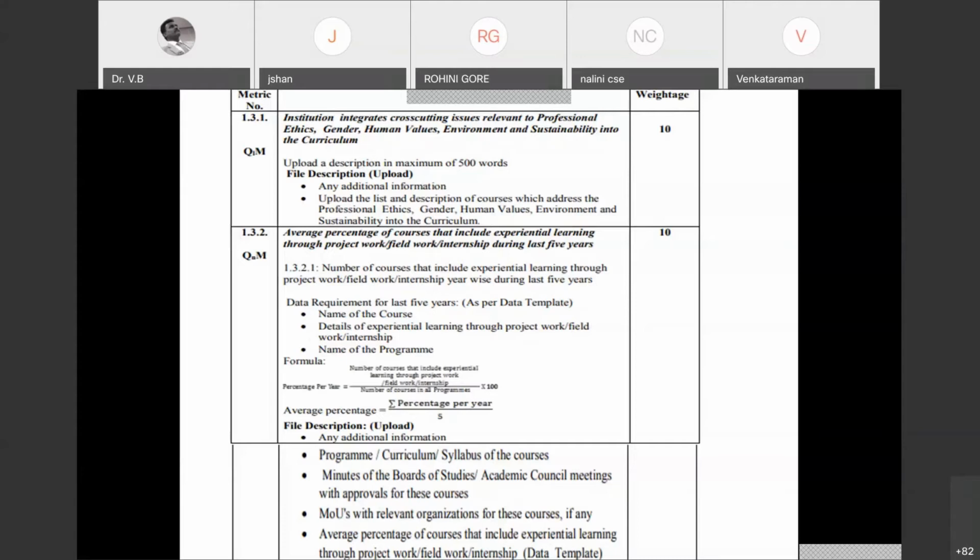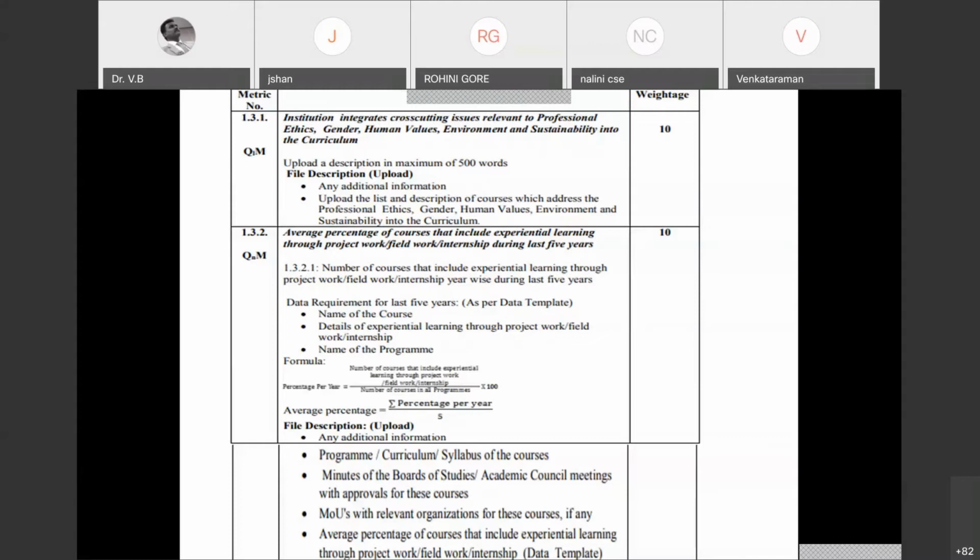The next question is average percentage of courses that include experiential learning through project work. It is again quantitative, which means you have to specify the number of courses, and the supporting document that is to be entered in the data template is the name of the course.